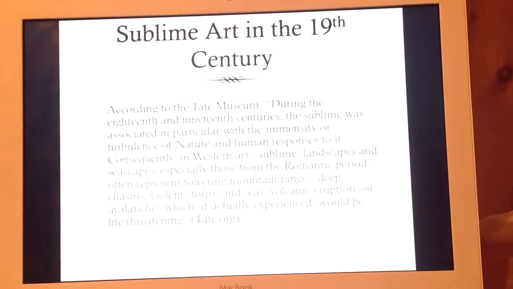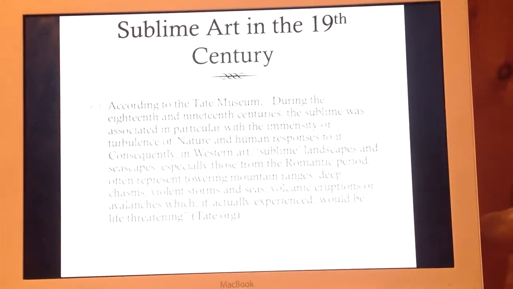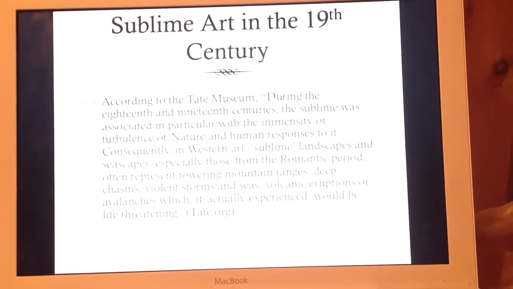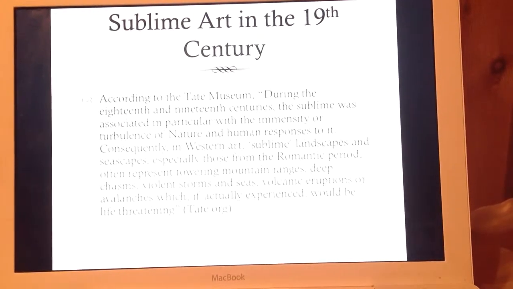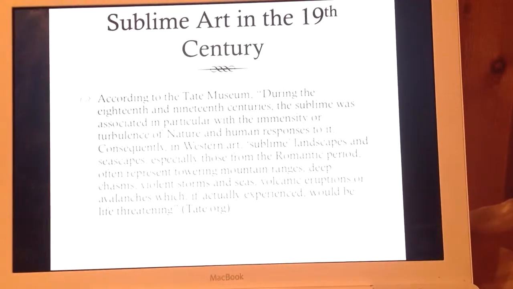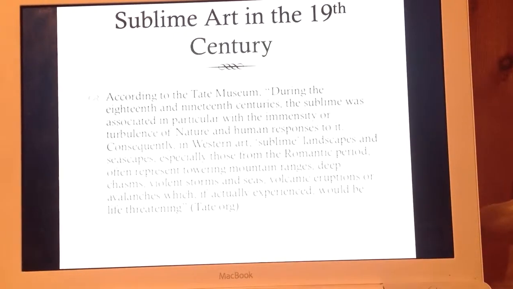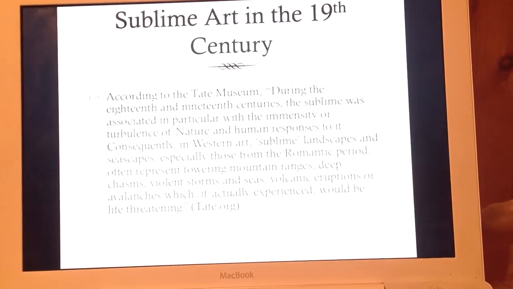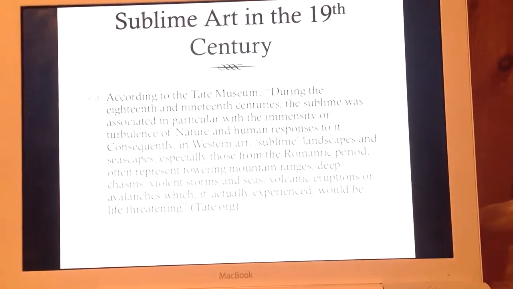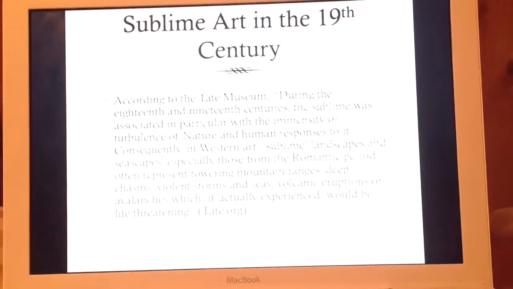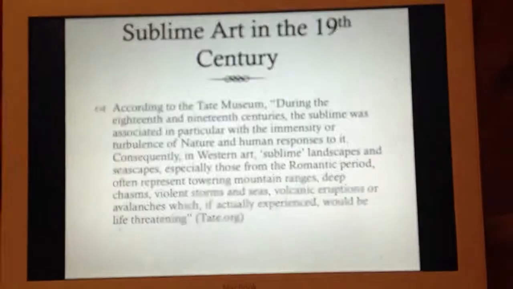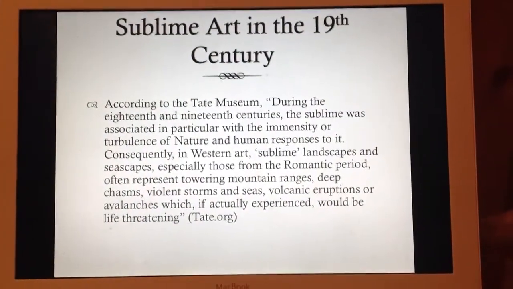So let's continue. Consequently, in Western art, sublime landscapes and seascapes, especially those from the Romantic period, often represent towering mountain ranges, deep chasms, violent storms and seas, volcanic eruptions or avalanches, which, if actually experienced, would be life-threatening. And I'll show you a few examples of these in the beginning of the presentation to represent 19th century sublimity.